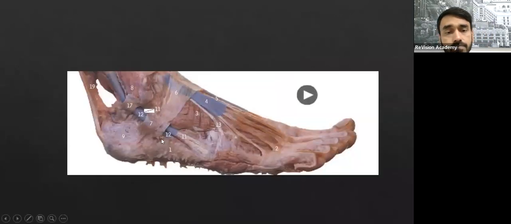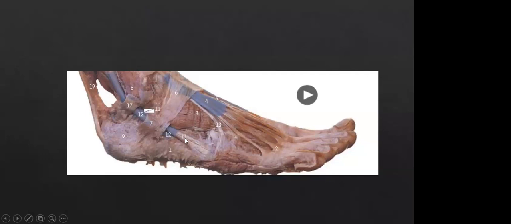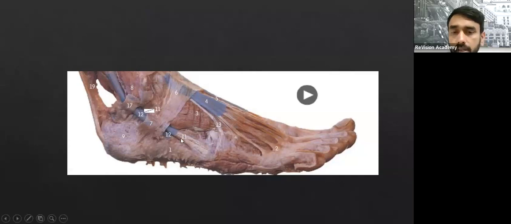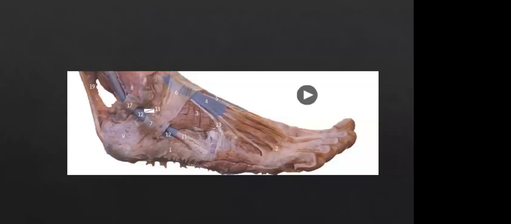Can you tell me number 11 and 12 and their nerve supply? So 11 is peroneus tertius and 12 is peroneus longus. No, sorry, 11 is peroneus brevis and 12 is peroneus longus. So what is the nerve supply? They are supplied by the superficial peroneal nerve.